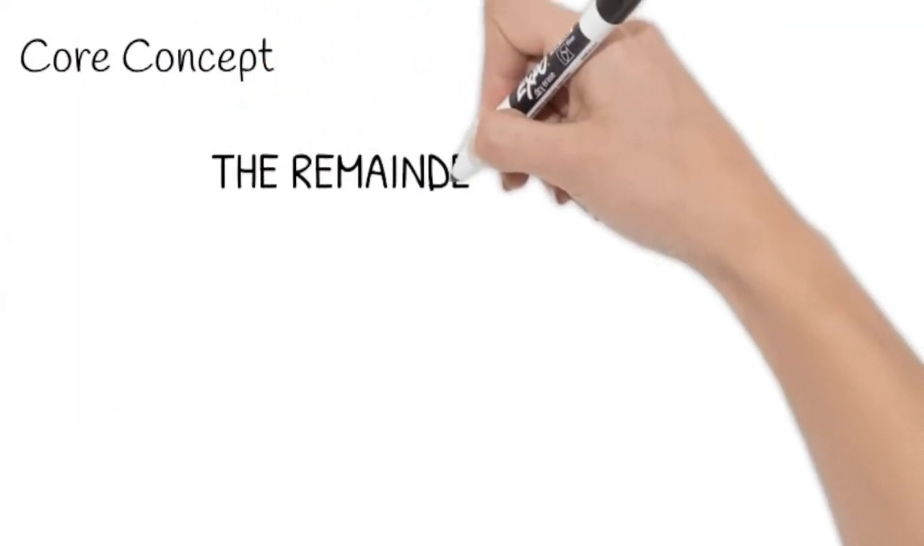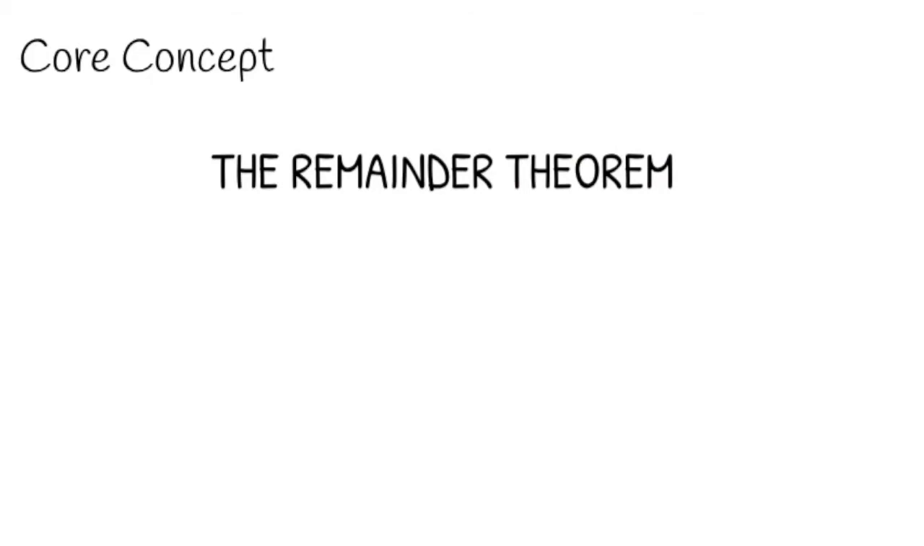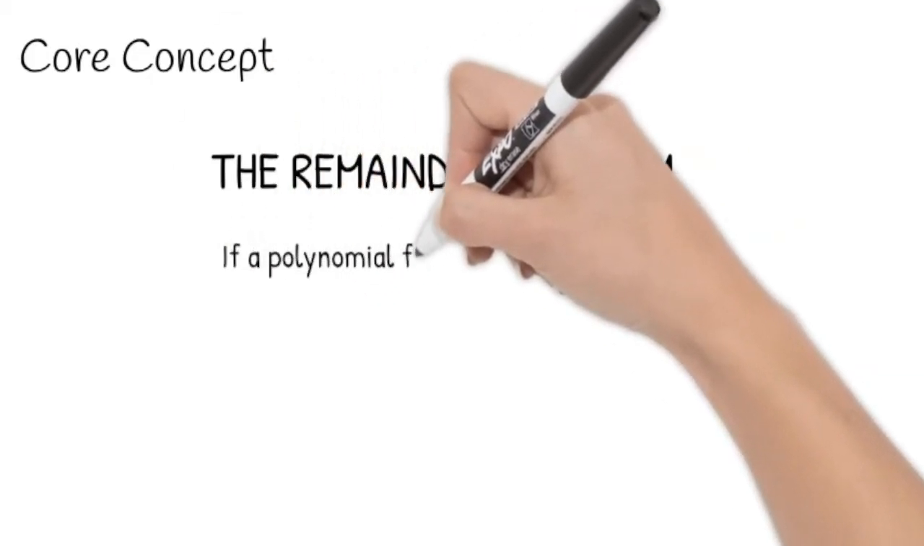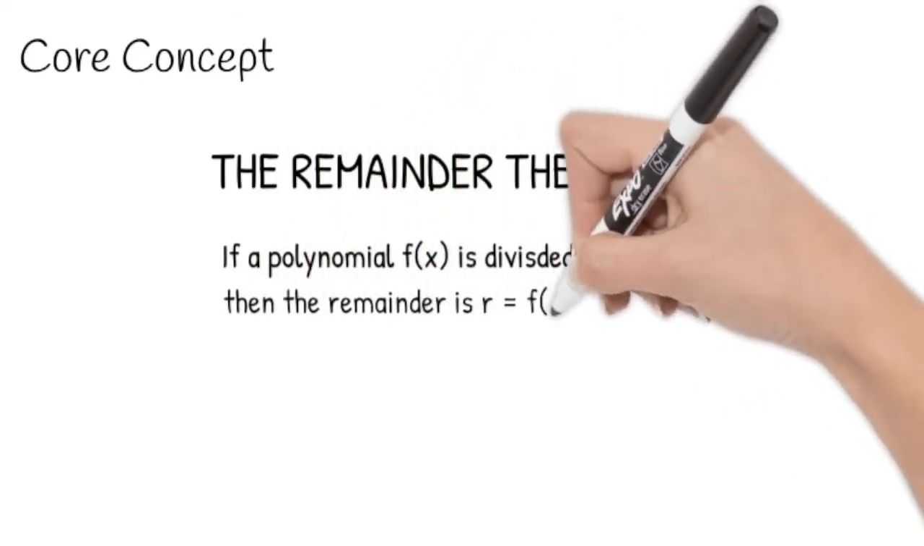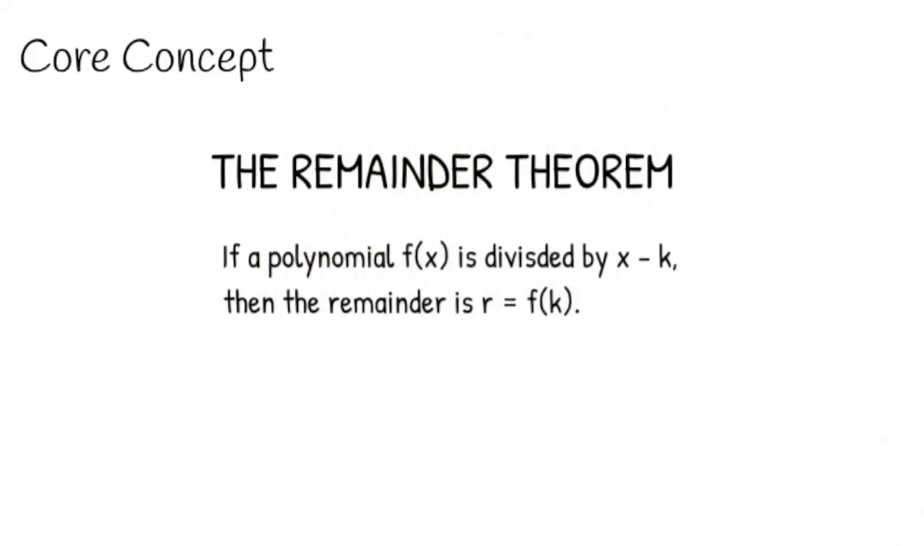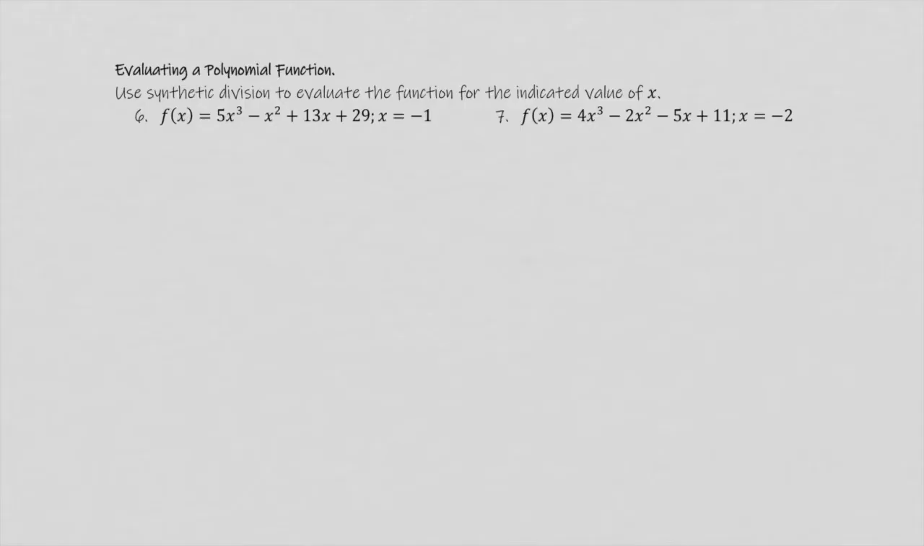So, the core concept here is the remainder theorem. The remainder theorem states if a polynomial f of x is divided by x minus k, then the remainder is r equals f of k. And I'll show you what that means when we do number 6.